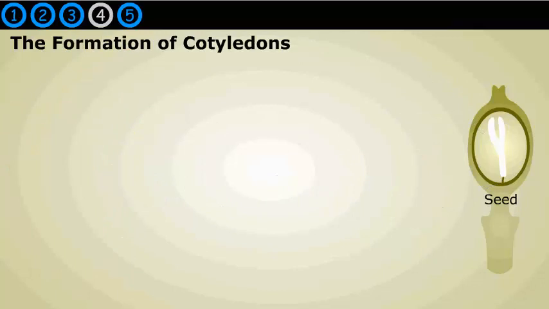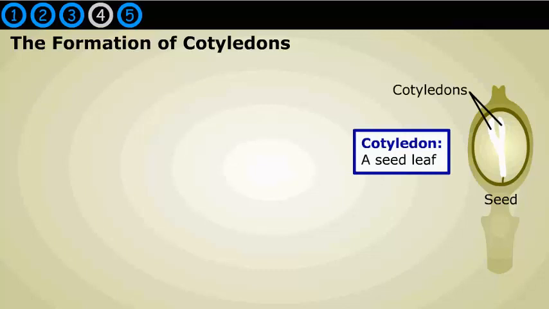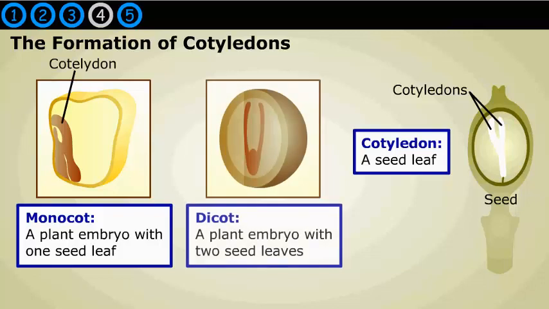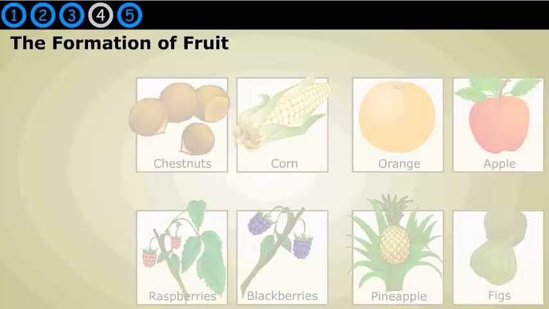As the embryo develops, seed leaves form. Embryos contain 1 or 2 seed leaves called cotyledons. Plants are classified as monocots when they have 1 seed leaf and as dicots when they have 2. The ovule loses water and matures into a seed when a protective seed coat forms. While the ovule is maturing into a seed, the flower's ovary develops into the rest of the fruit.